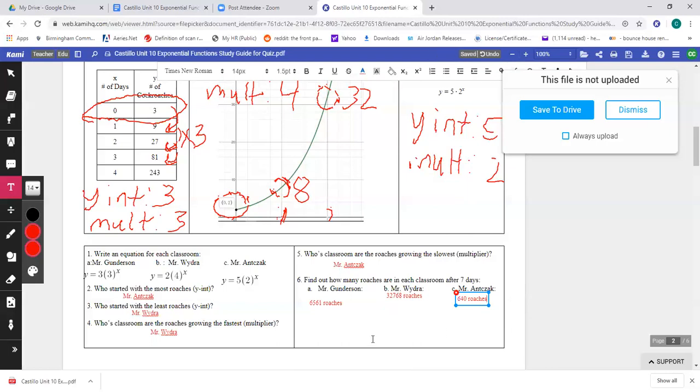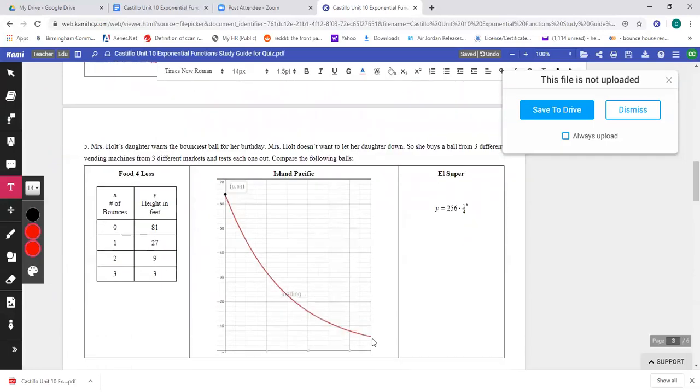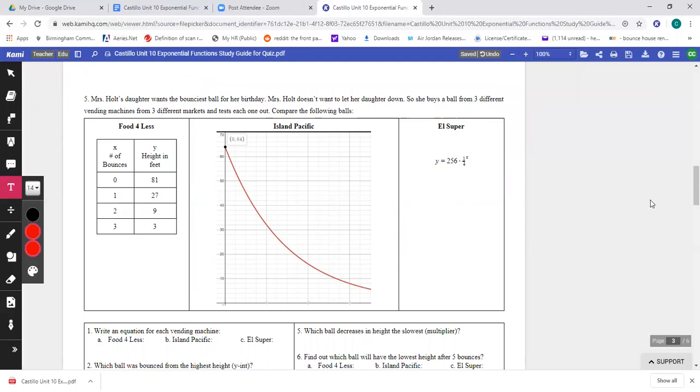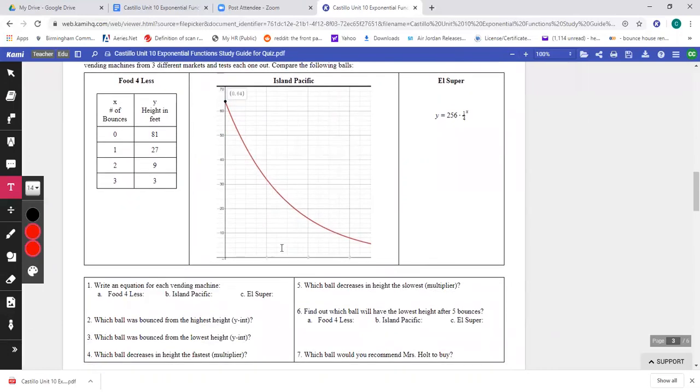Okay, let's move on to the next problem now. So Mrs. Holt's daughter wants the bounciest ball for her birthday. Mrs. Holt doesn't want to let her daughter down. So this is exactly like the problem you saw in the homework or in the notes. And then you have three different supermarkets, and you want to know what is the equation for each. So once again, for the table, it's always easy to find the y-intercept. It's right here. So I know my y-intercept is going to be 81.